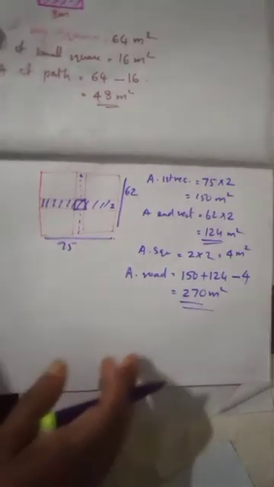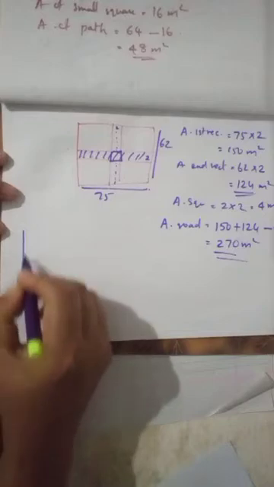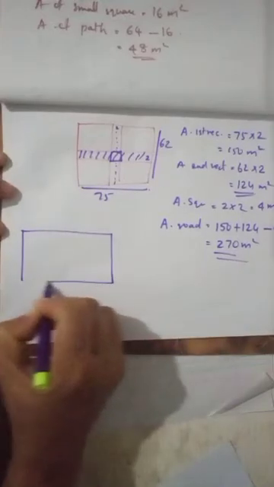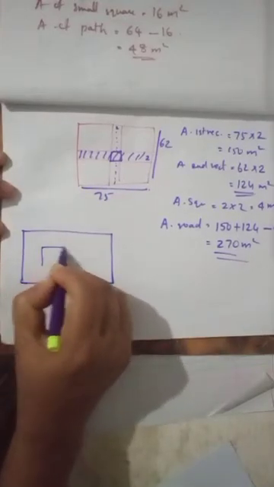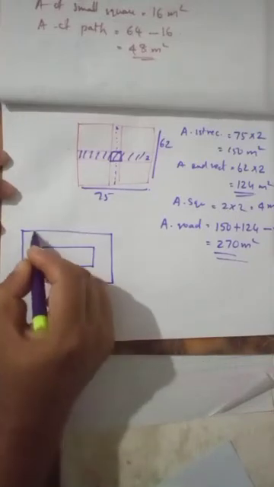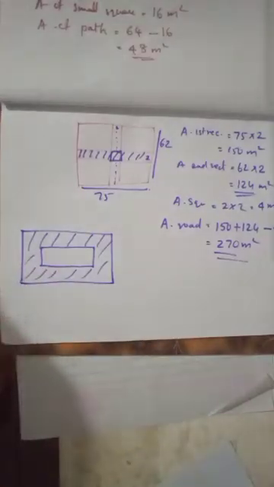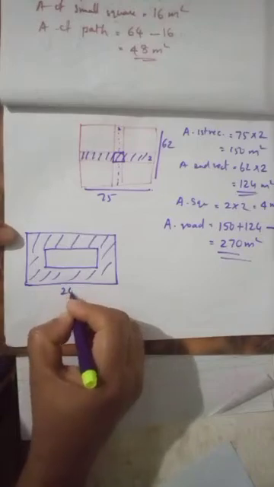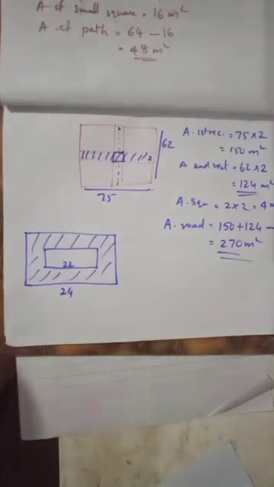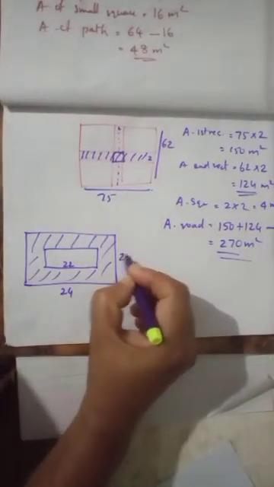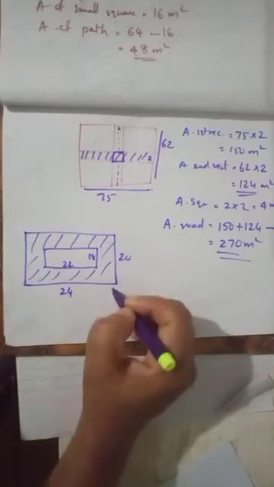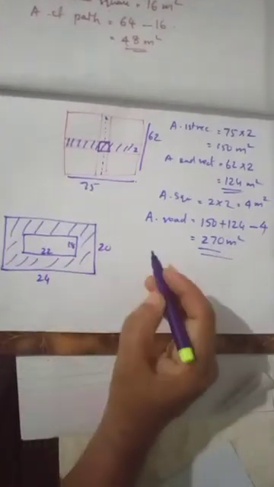In the case of a rectangle, now I show inside one rectangle, one more rectangle is cut off. What is the area of this shaded portion? Area of the shaded portion we have to find. 24 and 22 are the lengths of the big rectangle and small rectangle. 20 and 18 are the breadths of the big rectangle and small rectangle.